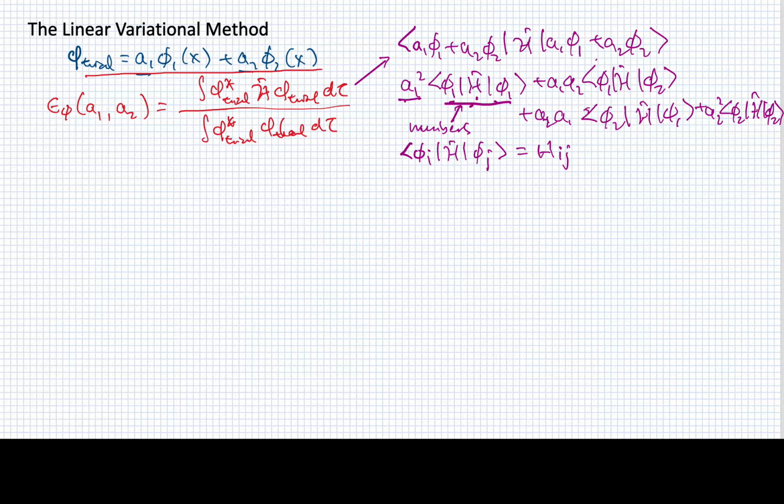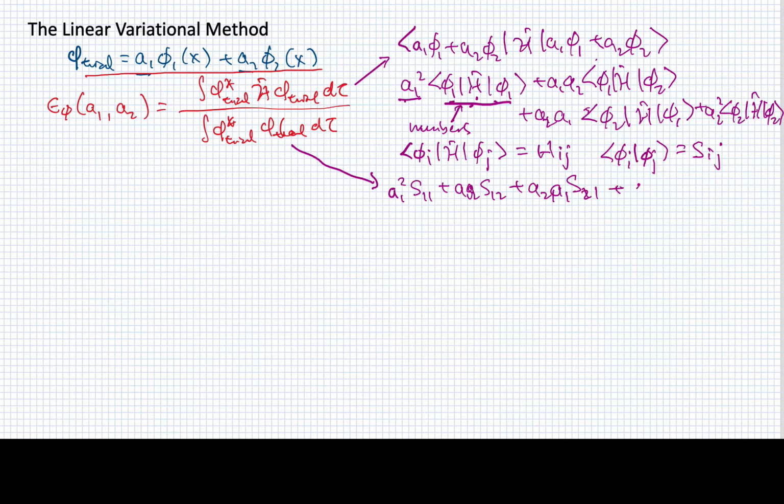I also want to define, for example, just the overlap of phi i, phi j as a number that I'll call s sub ij. Okay, so again, these are numbers. So when I look at the denominator here, this can be written very succinctly as A1 squared times s11 plus A1 A2 times s12 plus A2 A1 times s21 plus A2 squared times s22.